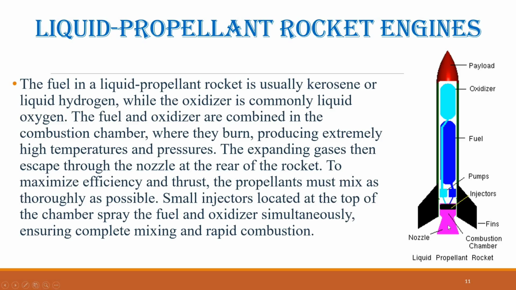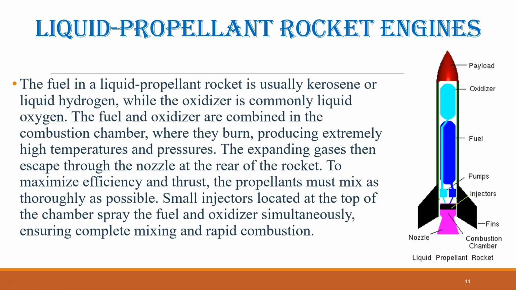Because the combustion chamber operates under very high pressure, the propellants must be actively forced into it. Powerful, lightweight turbine pumps are used to transfer the fuel and oxidizer from their storage tanks into the chamber. These pumps are an essential part of the liquid engine system and add significant complexity and weight compared to solid rockets.